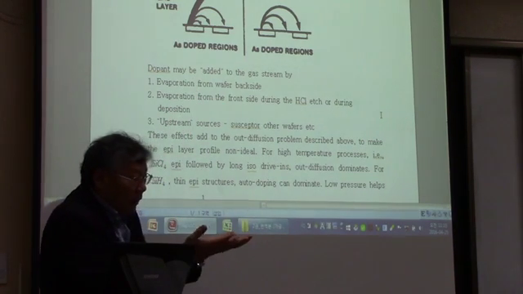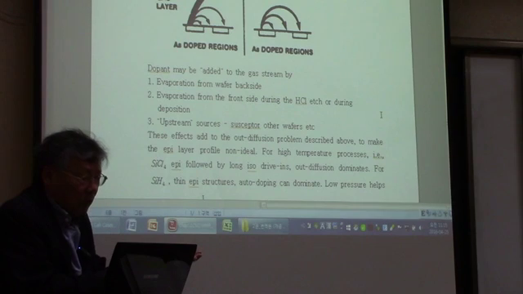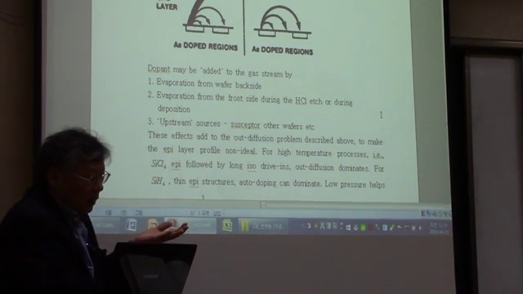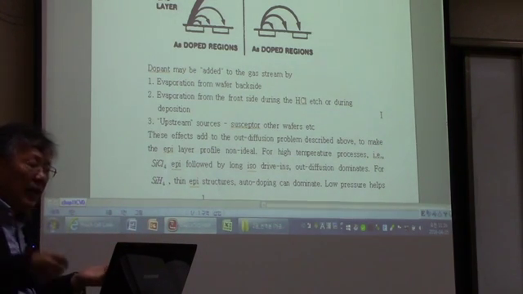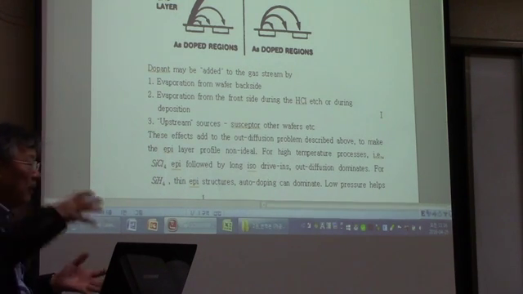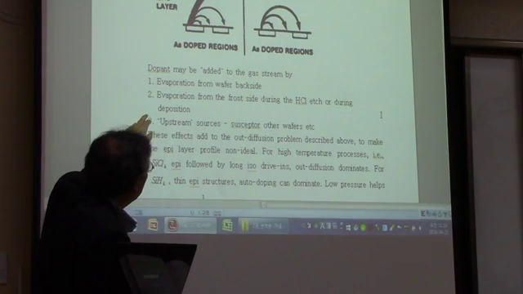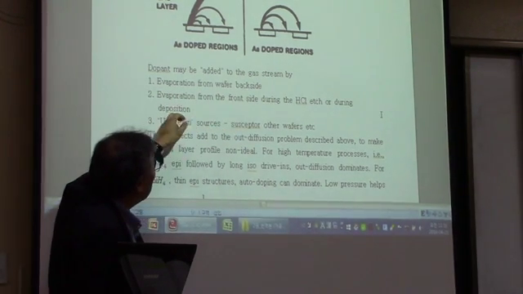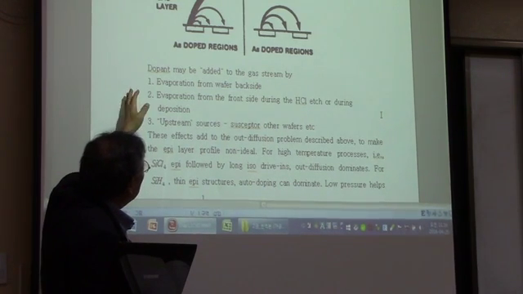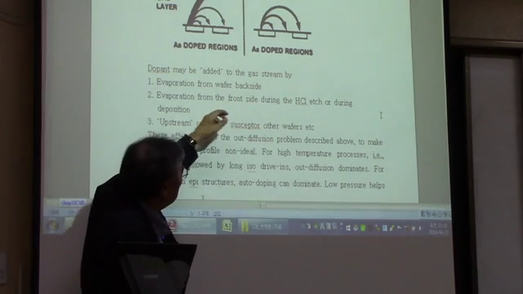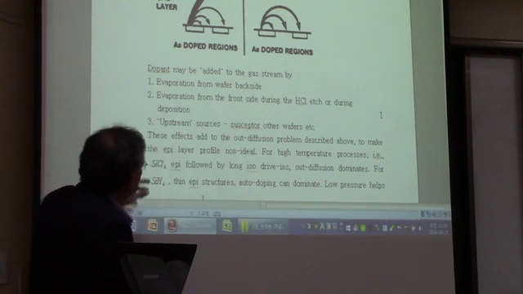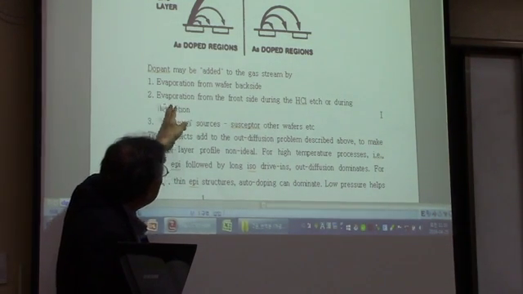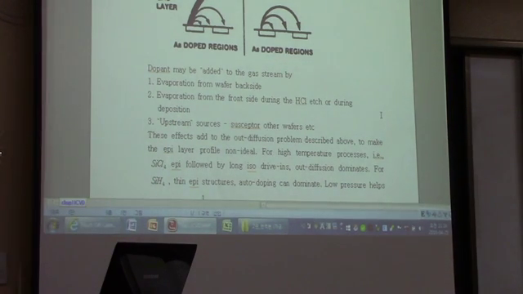Okay, if you put the wafer down, from the backside, the dopant has been uniformly doped in the wafer, so that the dopant gas can be evaporated from the backside of the wafer, and then it's going to be added to the wafer itself. So with evaporation from the wafer backside, those dopants may be added to the gas stream. Okay, gas stream means the reactant gas in the furnace, right? And evaporation from the front side during the HCl etching during the deposition.